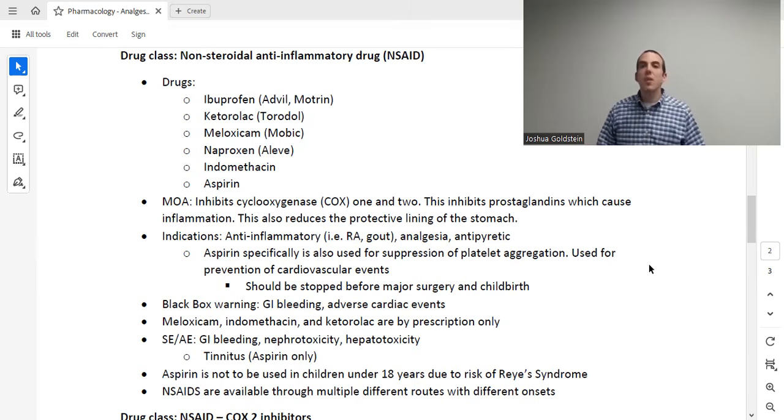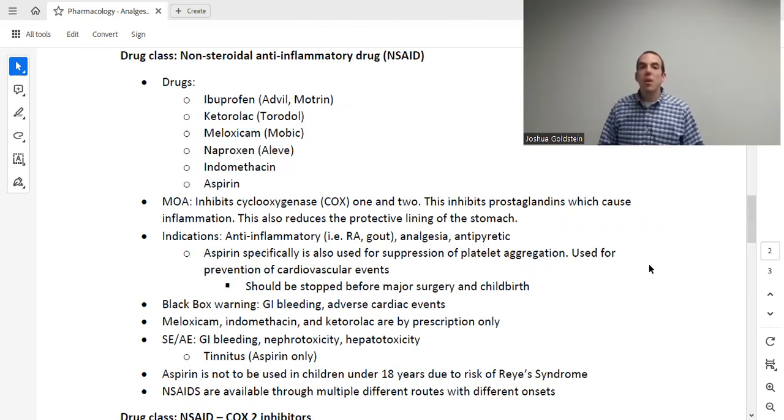COX-2 is responsible for inflammation. Inflammation sometimes is a good thing, sometimes it causes pain. So when we give this patient, we are going to inhibit these two effects. We're going to inhibit that COX-1 from developing that stomach lining, and we're going to inhibit COX-2 from promoting inflammation. However, when it does this, it's going to cause some good things and some bad things. So let's start looking at what these drugs are for, and then we're going to start to get into the adverse effects based on this mechanism of action.